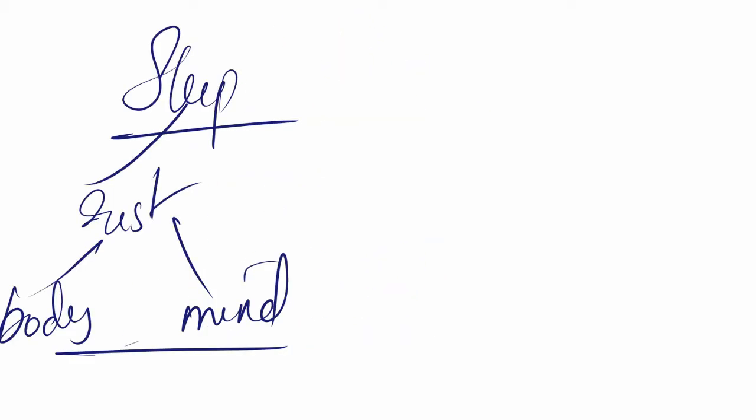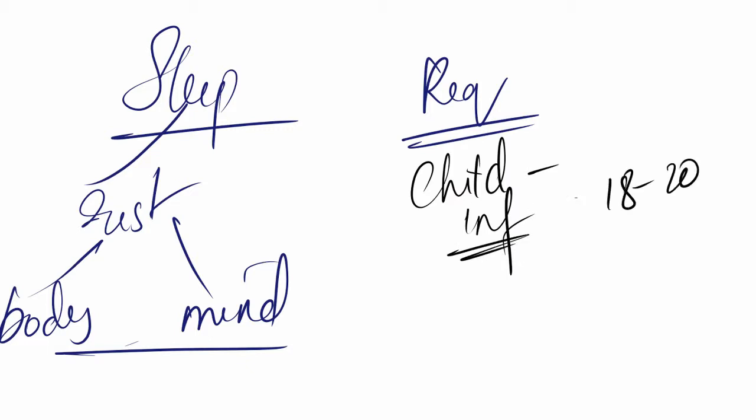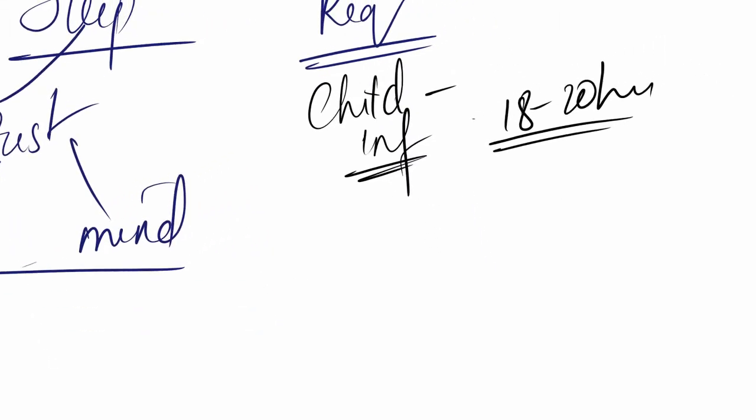Normal requirement of sleep. How much sleep does a person require? It depends upon the age of that person. If it's a newborn child, that's what we call infants. They require 18 to 20 hours of sleep. So 20 hours they'll be sleeping, and in the rest 4 hours they'll create all types of havoc. So infants require 18 to 20 hours.